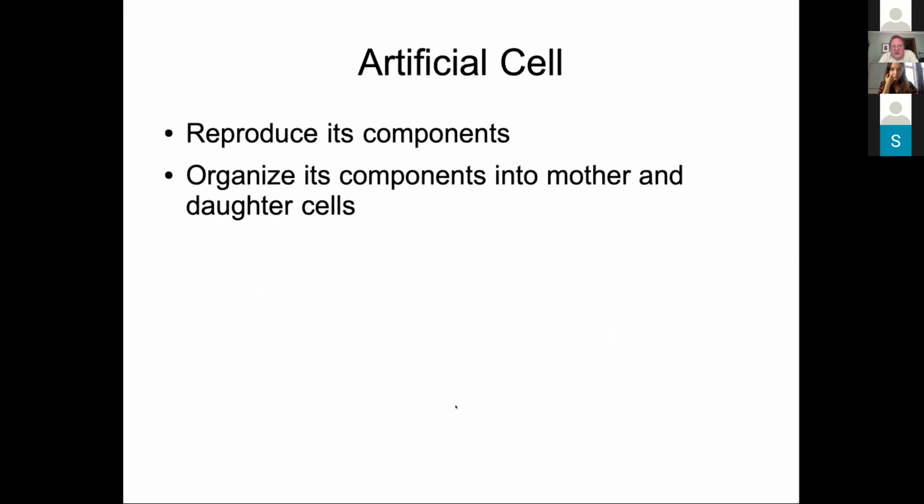So what is an artificial cell? Well, an artificial cell needs two parts. It needs a way of reproducing its components, and then it needs a way to organize its components into mother and daughter cells. Let's talk about the first one first.